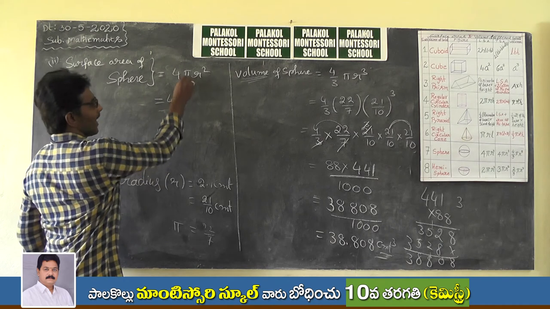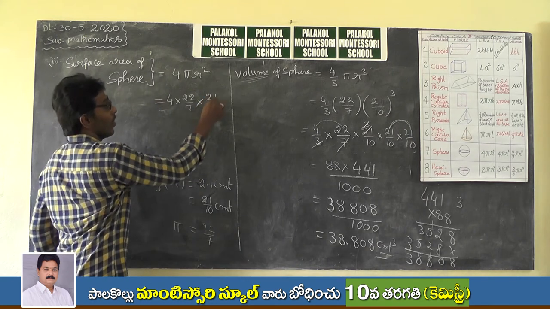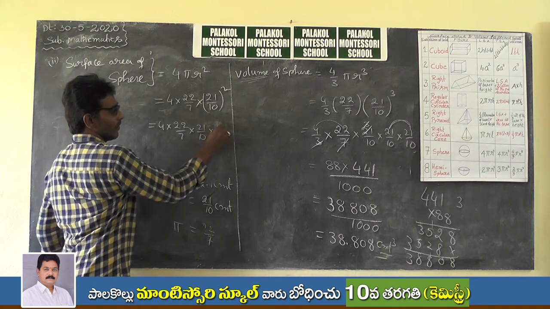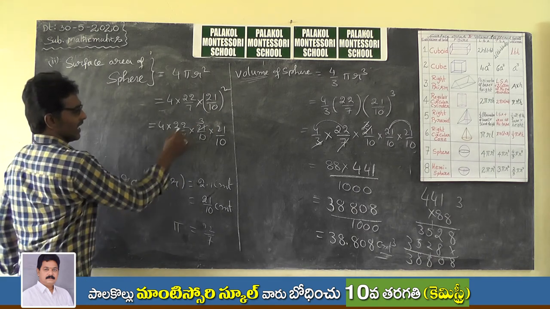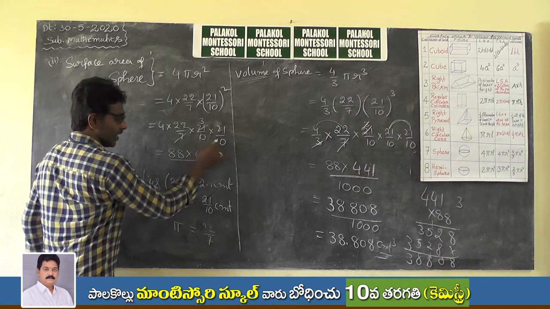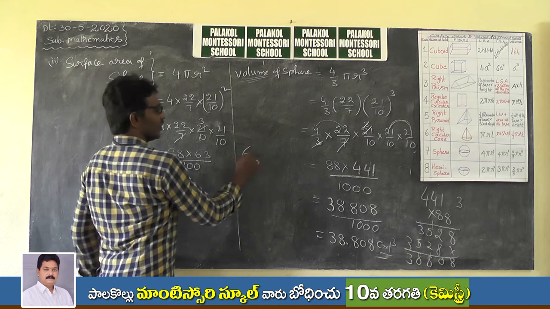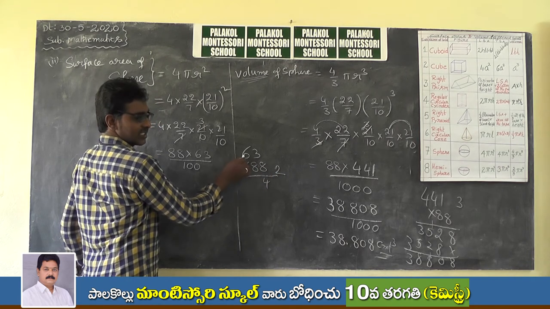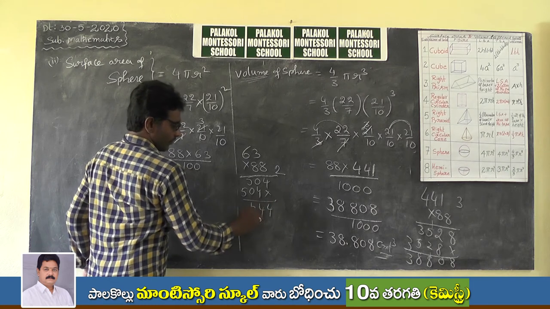So 4 into pi means 22 by 7, into the r value, 21 by 10 whole square. So 4 into 22 by 7 into 21 by 10 into 21 by 10. Yes, this 7, how many times is it cancelled? 3 times. So this is 88 into this one is 63, over 10 into 10, 100. So, guys, 63 into 88. 8 3s are 24, 2, 8 5s are 40 plus 2, 8 6s are 48 plus 2, 50. So 5,544.